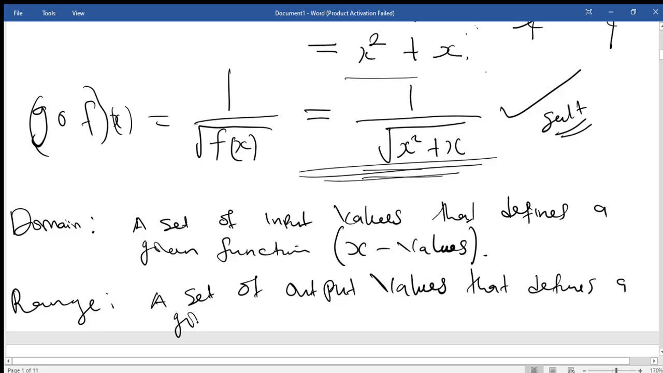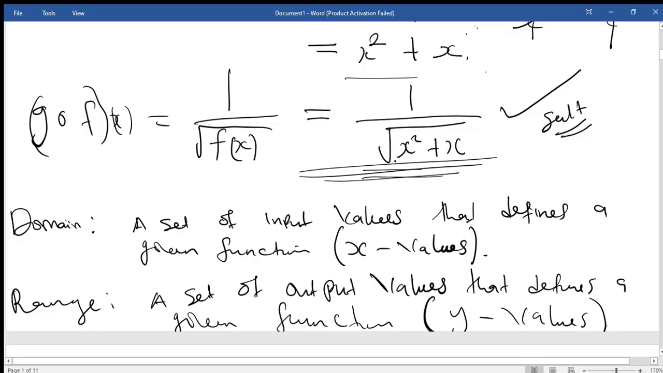A given function. And in this case, we're talking about y values when it comes to the range. So a set means it should be a collection of values. If I look at g of f of x, how is this g of f of x going to be defined? With the values of x. That's the set which we are looking for. We are trying to collect that set.